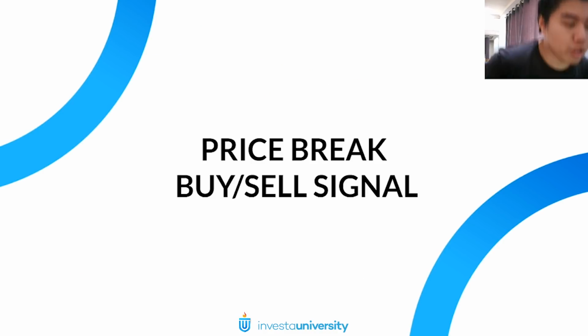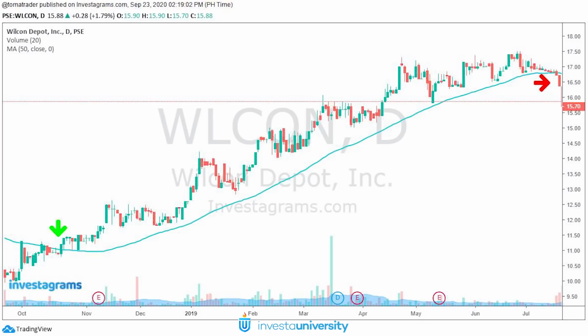So now, ano nga ba yung uses, right, ng mga moving averages na to? So first, we can use it as a price break, buy, or sell signal. So how does this work? I want to be more example focused. So pwedeng basic use ng moving average is, if price goes above the moving average, buy signal mo yun. So here we're using MA50. So sa Wilcon, nung nag-break out siya above MA50, yan yung buy signal natin.